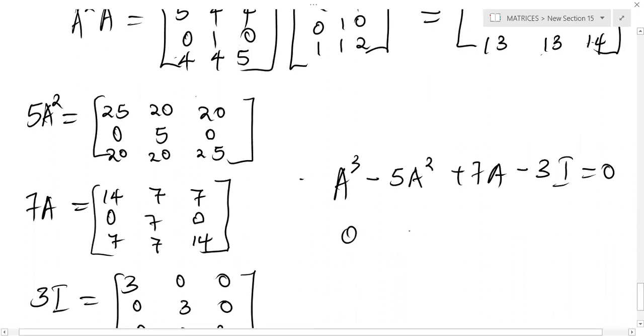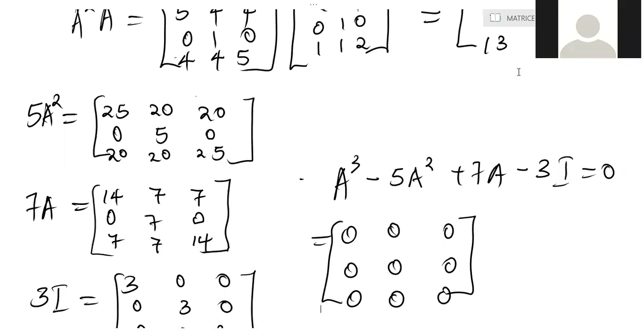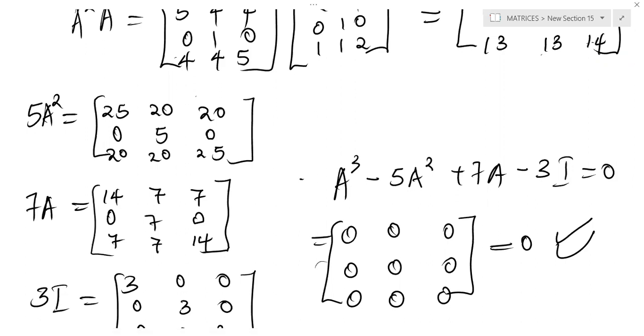So if you do the rest, you will find that this value here will give us 0, 0, 0, 0, 0, 0, 0, 0, 0, which basically proves it. So if we show that this is equal to 0, then we've been able to verify the Cayley-Hamilton theorem.